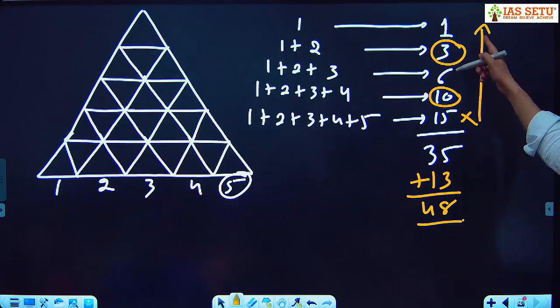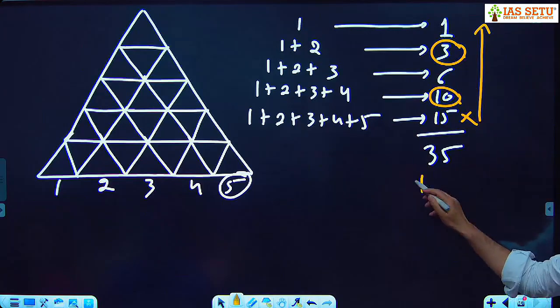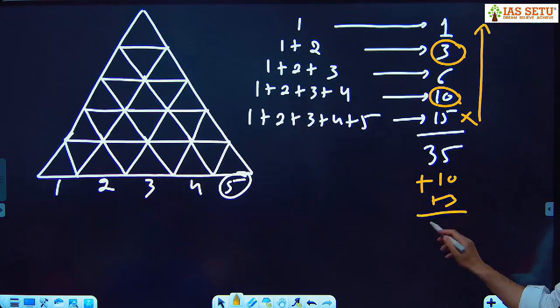From bottom to up, second, fourth, sixth value you have to add. 35 में 10 और 3 ऐड हो जाएगा. 35 plus 10 plus 3 you get 48.